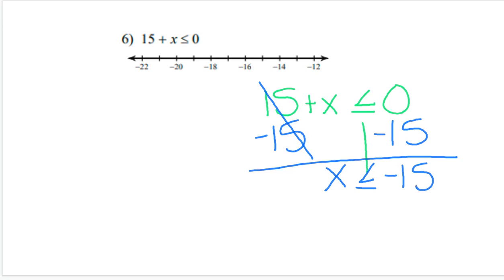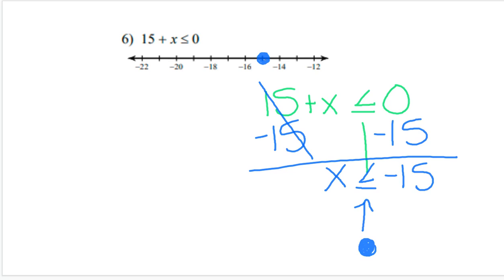So now, taking a look at my inequality sign, it includes the number. So that means my circle is going to be filled in. So I'm going to go find negative 15 on my number line. And I'm going to do my filled in circle. Now, x is less than or equal to negative 15.